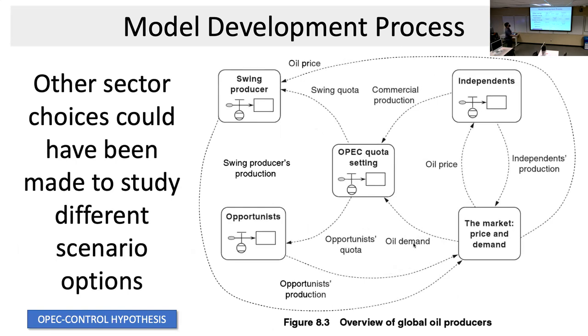So that's kind of the idea here: we want to build a model that has all of those dynamics in it. That's got the quota setting, the swing producer monitoring everything, dumping a whole bunch of oil on the market, pulling it back, the opportunists being tempted to defect, but also maybe doing what they're told. And then meanwhile, these poor independents over here are just doing whatever the price of the market says they're doing, which might require them to invest.